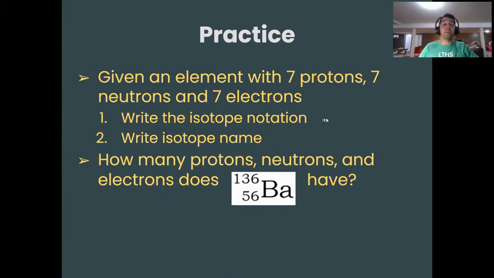Now, if we are given an element with 7 protons, 7 neutrons, and 7 electrons, I would like you to write down the isotope notation. I'll give you a second to do that. After writing down the isotope notation, what would the name of the isotope be? And remember, you use the mass number in order to write down the name. Next, how many protons, neutrons, and electrons does this have?